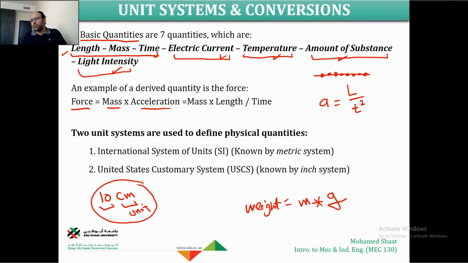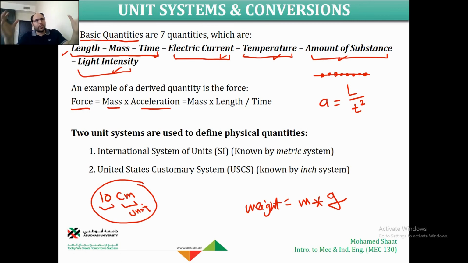Like time, I can mention the time in terms of seconds, hours, or minutes. So all of these are different units that describe time. The same thing for the current, it could be in amperes, for example. So there are different units, and in general we have two groups of unit systems. That's why it is a system.